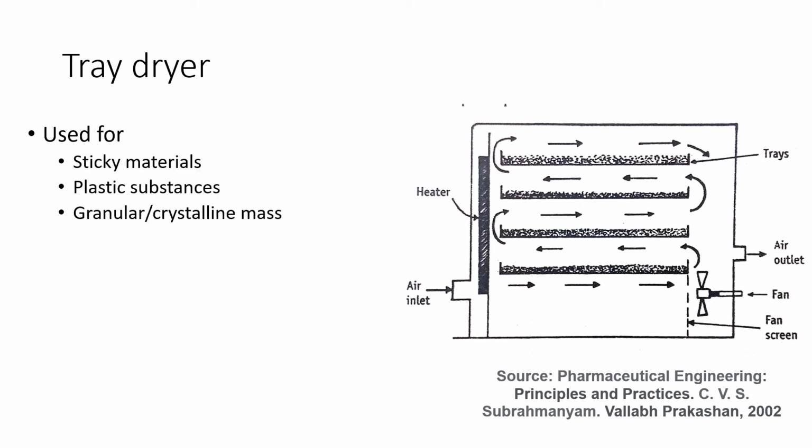If we look at the usage of this tray dryer, it is actually used for sticky materials, plastic substances, and granular or crystalline substances. As examples, crude drugs, chemicals, and powders can be dried. Even in the lab, generally we use glassware. Sometimes we can dry them with the help of this tray dryer.